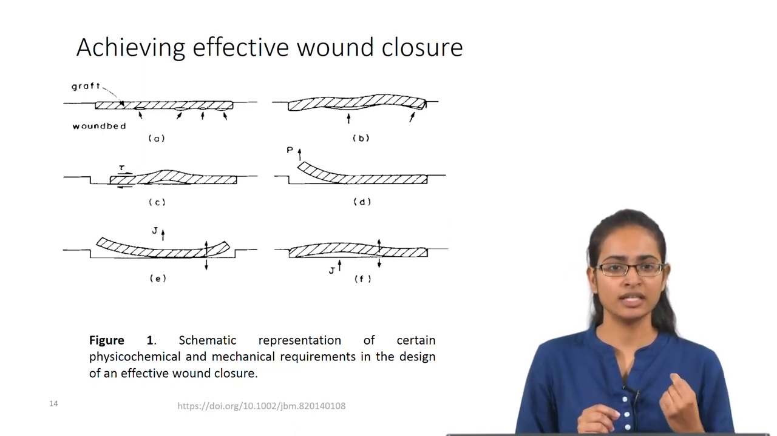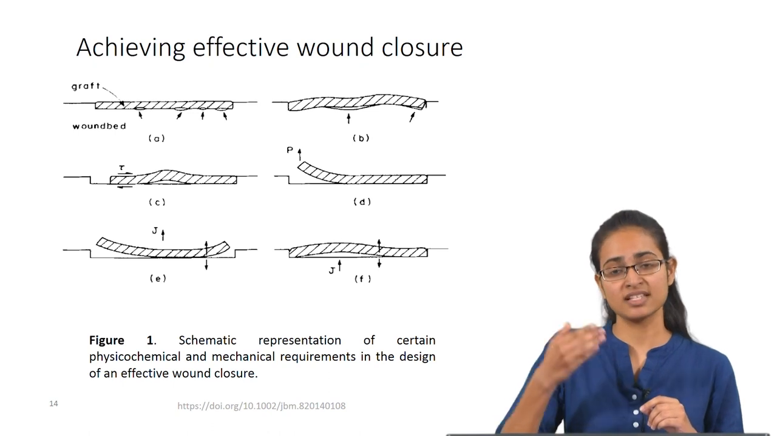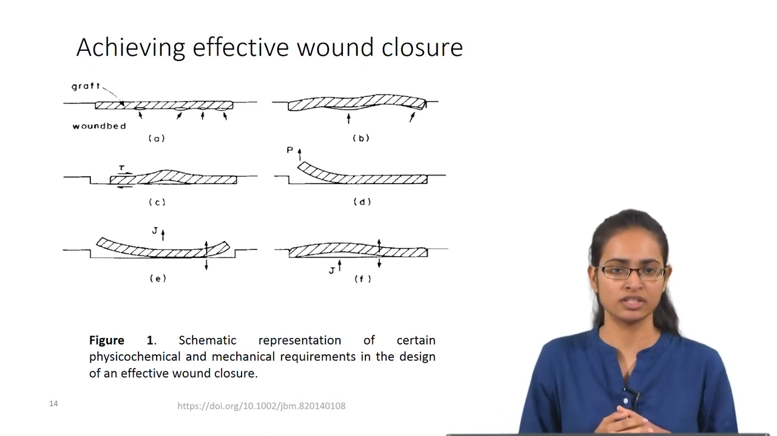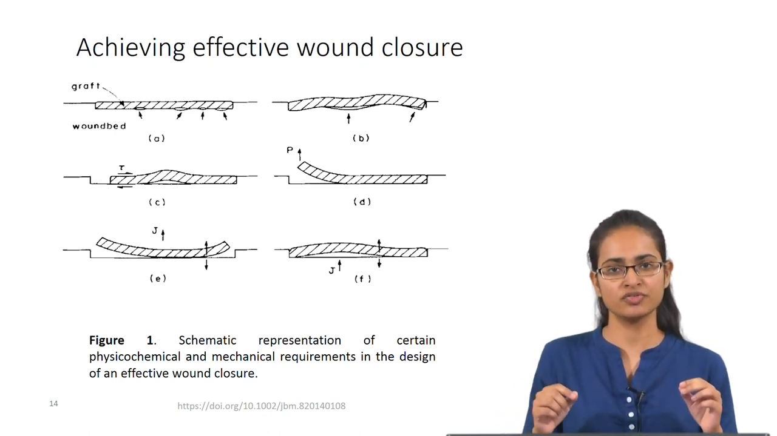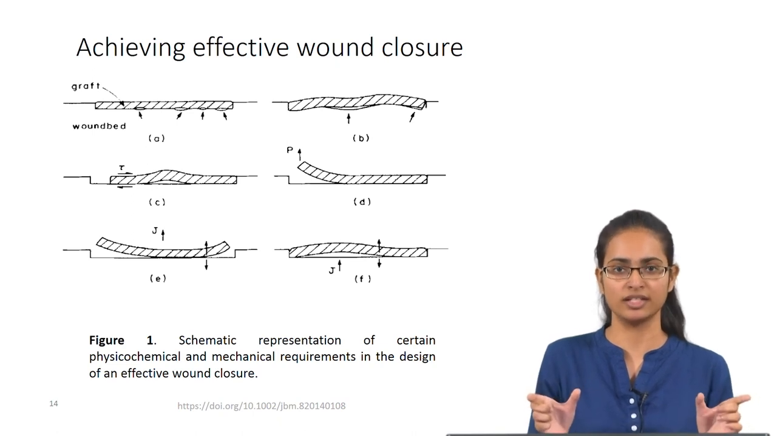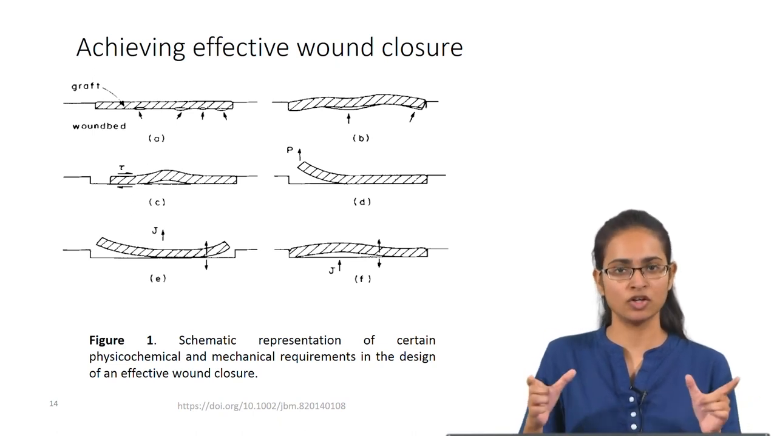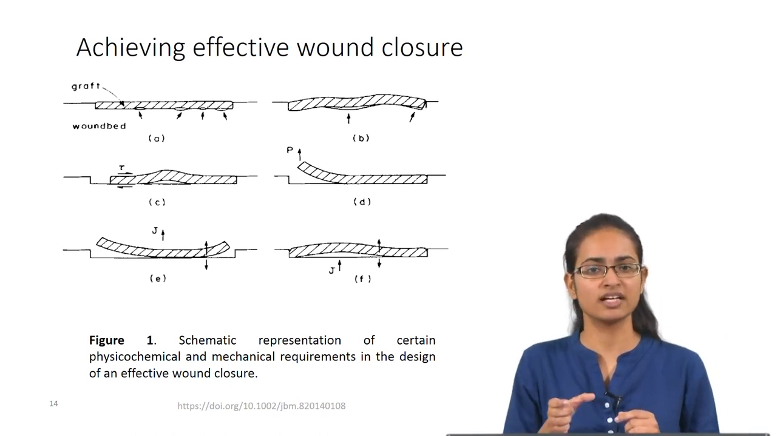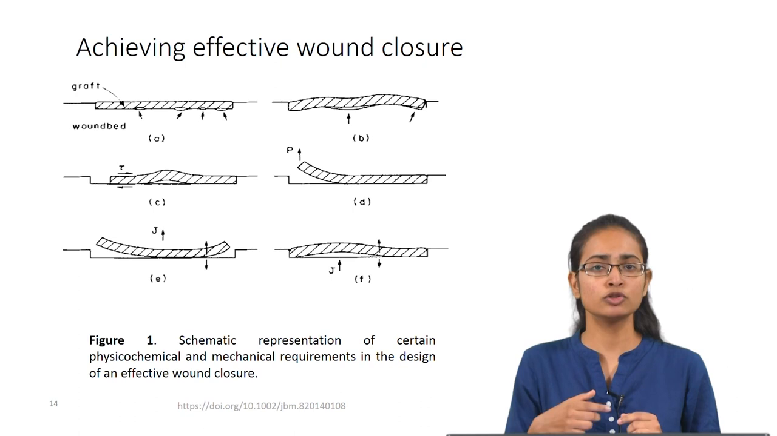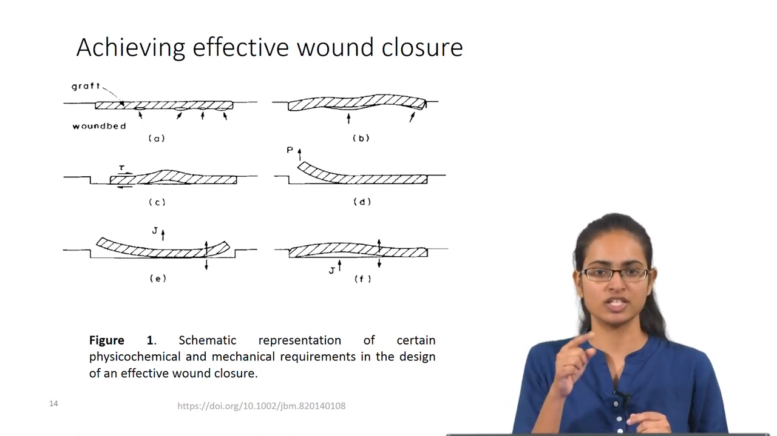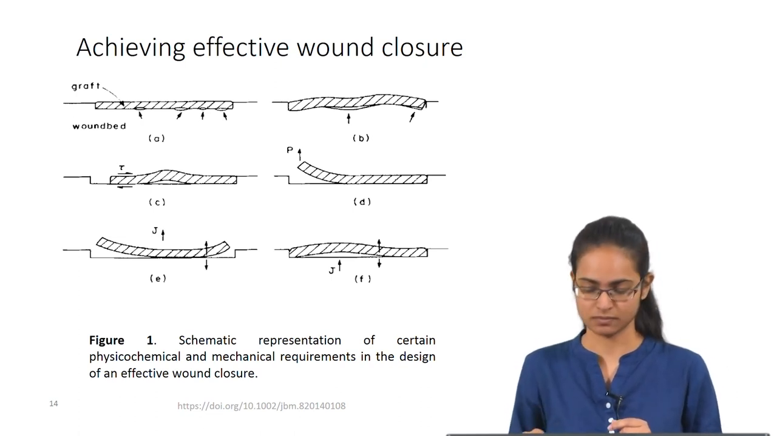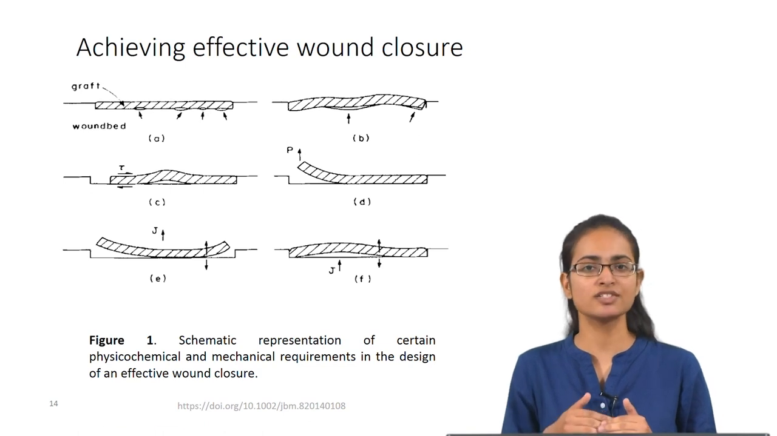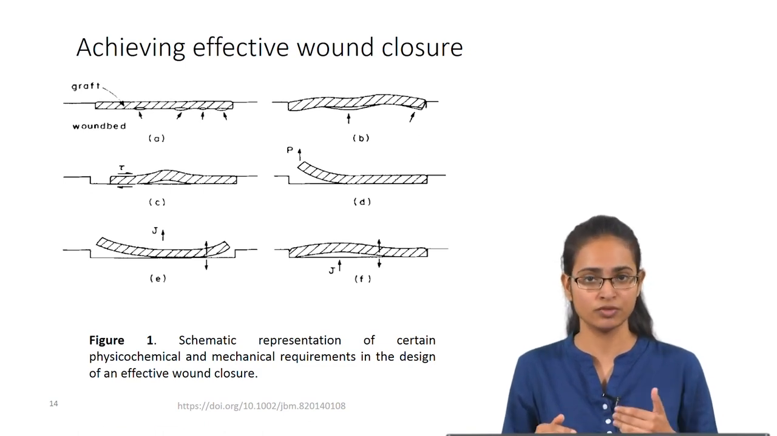And in figure E, due to excessive moisture flux rate through the graft, there is dehydration of the membrane at the corners, which causes lifting of the membrane. In figure F, the moisture flux rate is insufficient. Due to that, there is excessive fluid accumulation which can cause edema. So, all these should be prevented to achieve effective wound closure.